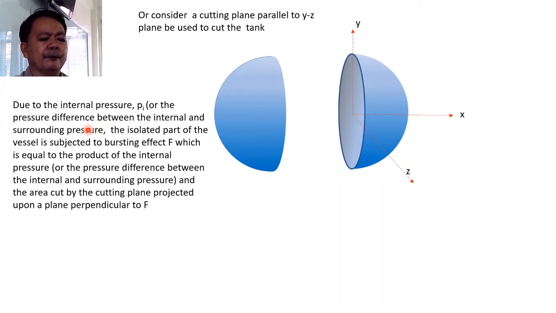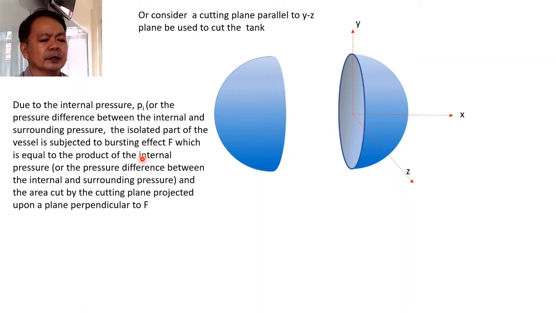or sometimes the pressure is not just the internal pressure but the pressure difference between the internal and surrounding pressure. Sometimes kasi kapag medyo mataas o merong impact ang pressure outside, then the bursting effect is not only due to the internal pressure but the pressure difference between the surrounding and the internal pressure. It is of course expected that the internal pressure shall be greater than the surrounding pressure. And we have here P sub I. P sub I would refer to the internal pressure or the pressure difference between the internal pressure and the surrounding pressure.